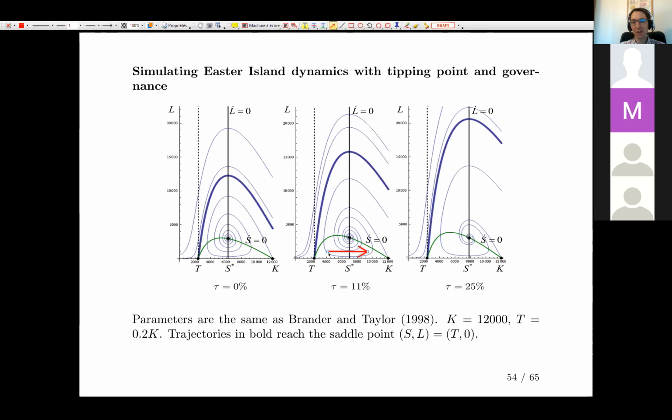So, if you have low population and a relatively high stock of resources, then the dynamic is such that the stock of resources increases. If you have too many people, then the dynamic is such that the stock of resources decreases, right? So these are my black arrows there.